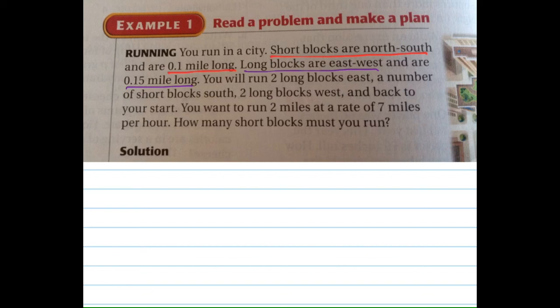Okay, so if you think about it, basically what they're saying is the city blocks are rectangular, and the short side runs north and south, and it's only 0.1 miles. The long side runs east to west, and it's 0.15 miles. Okay, they're not square blocks; they're rectangular. So the east-west direction is a little bit longer than the north-south.